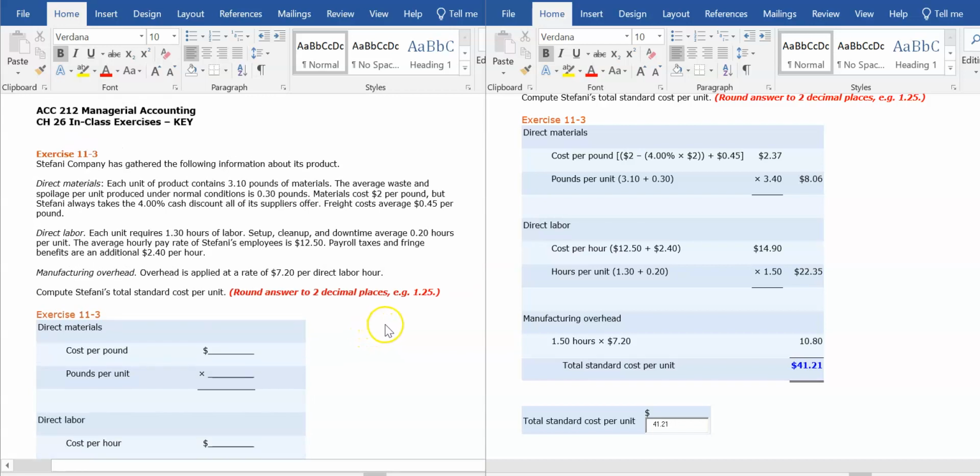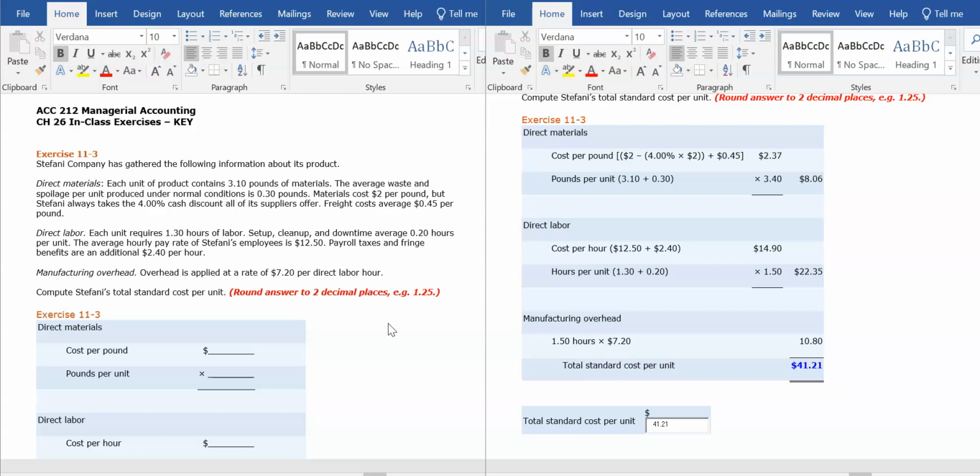Alrighty, let's take a look at some example problems from chapter 26. What this chapter is having us look at is standard costing. Essentially, we can think of standard costing as a budget at a unit level. The overall budget of a company is bigger picture, where you're looking at overall revenues, overall expenses.